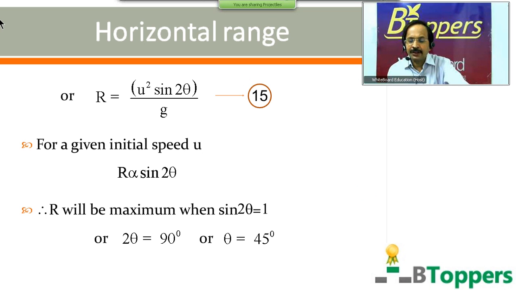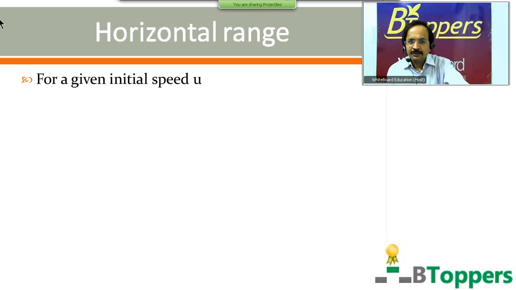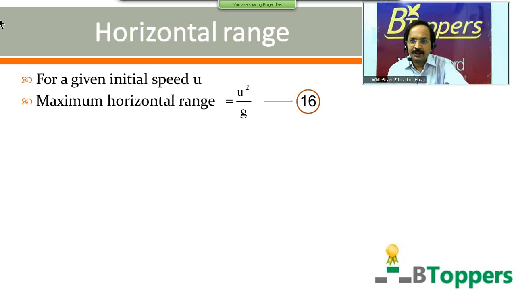To find the maximum value of R, you have to take theta equal to 45 degrees in the equation number 15, or sin 2 theta equal to 1. So those who want to copy the notes, you can take a pause and copy the notes. For a given initial speed u, maximum horizontal range is equal to u square by g. That is equation number 16.